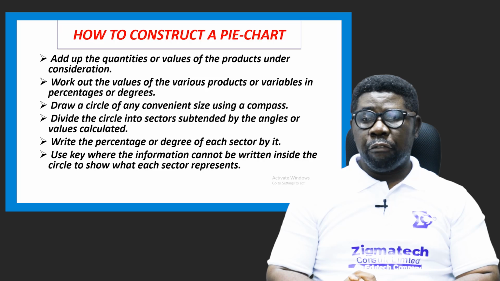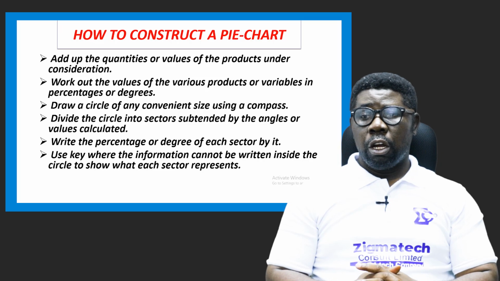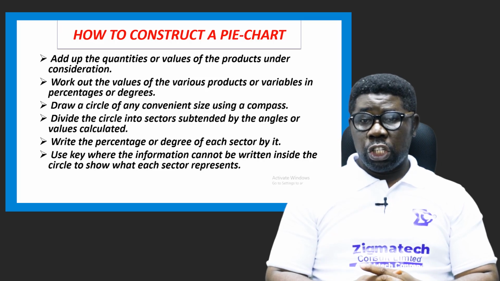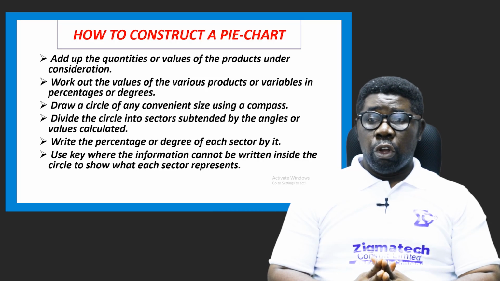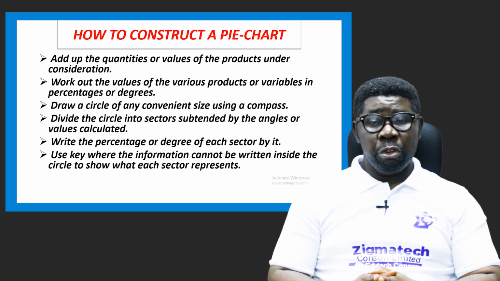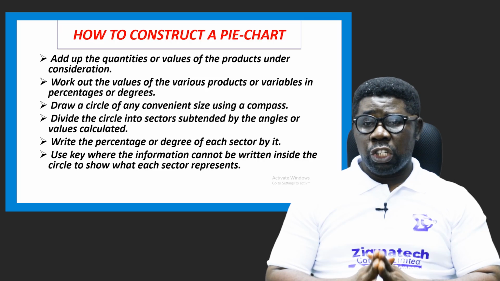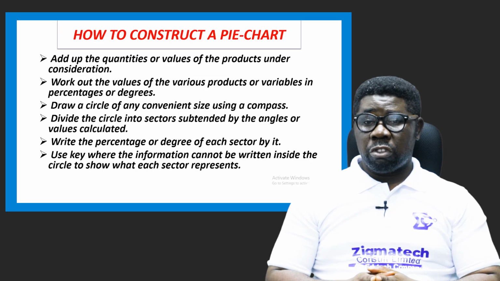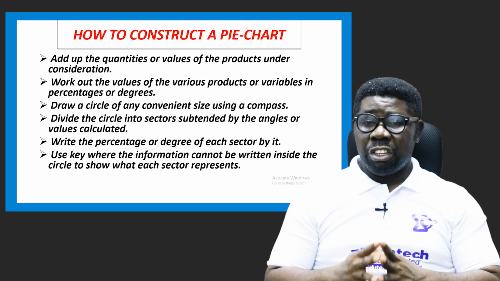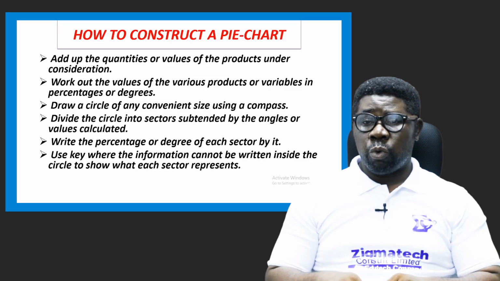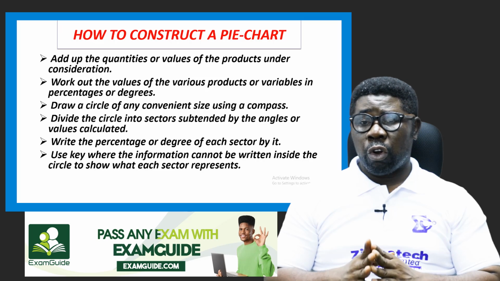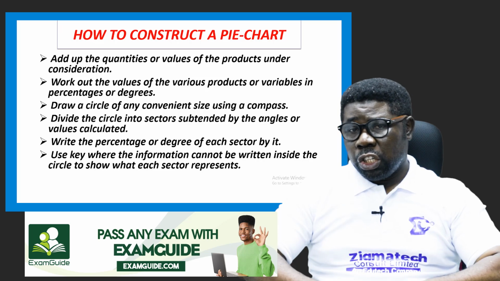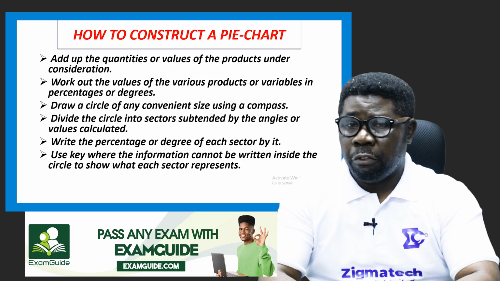Now, work out the values of the various products or variables in percentages or degrees. First of all, please remember that in doing a pie chart construction, it is mostly what? In degrees. Percentages come in by choice, all right? It's not mandatory, all right? But you must, first of all, consider it as a degree because we're talking about a circle, all right? A circle has what? 360 degrees. So your construction or calculation must be, first of all, considered in what? In degrees. Percentages are just an addition, just in case you need it for further analysis.